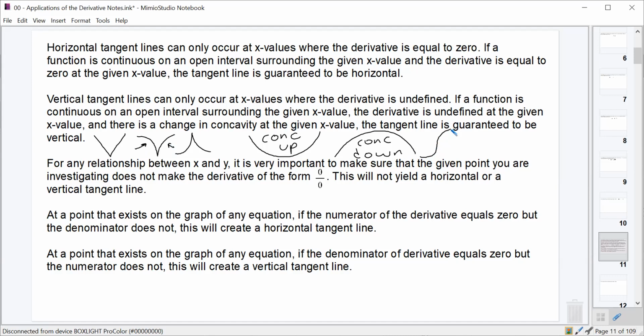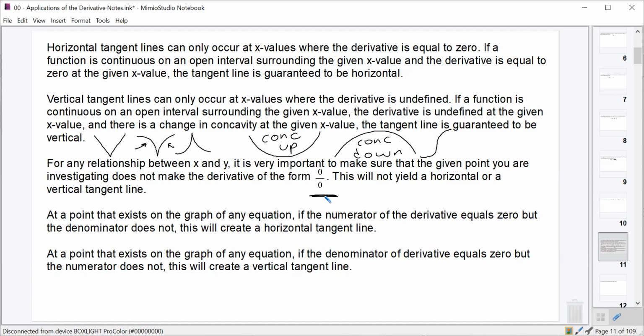Now, especially for implicitly defined relationships between x and y, we need to make sure that when we take this derivative, we don't end up at a certain x value with the form 0 over 0, a form we've seen before. If we end up with 0 over 0 at any given point on our graph, that means that we do not have a horizontal or a vertical tangent line. There are quite a few different things that could be happening there, and we'll talk about some of those a little bit later. But for now, just know that if we have 0 over 0, that's not a horizontal or a vertical tangent line.